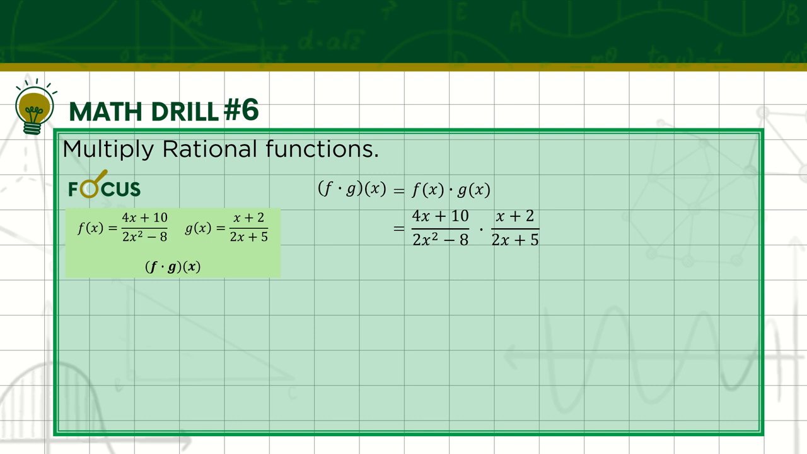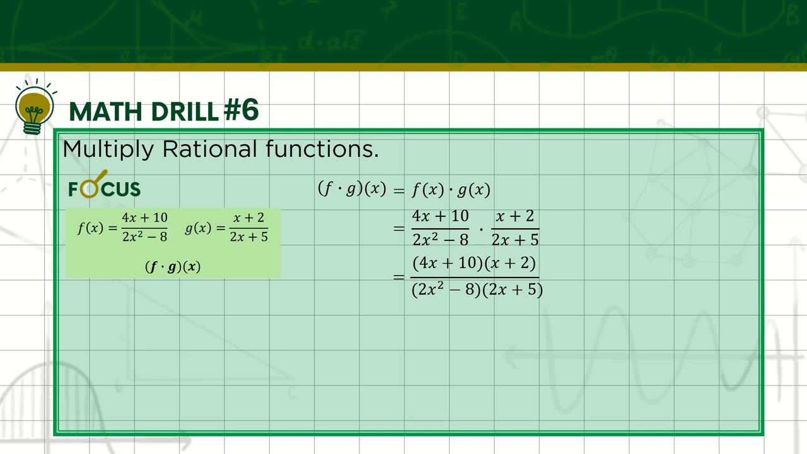Now, in here, we're going to multiply numerator to numerator, denominator to denominator. So, to simplify, for the numerators, we have (4x + 10)(x + 2). And for the denominator, we have (2x² − 8)(2x + 5).